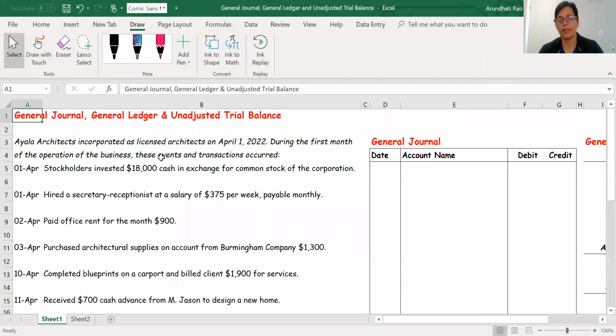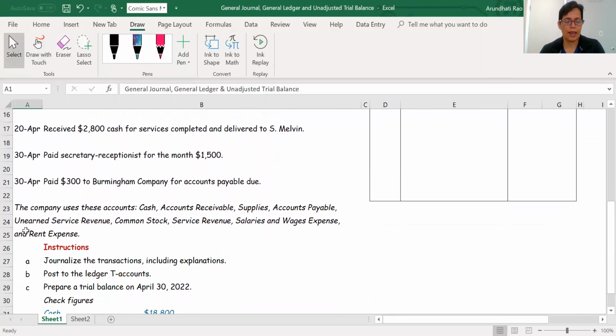So they're telling us these events. Events basically mean it could be a business event that's not an accounting event as yet. Transactions always mean there's an outside party affected. So there are some outside parties that are affected. We have transacted with them. They've given us a whole list of transactions and events.